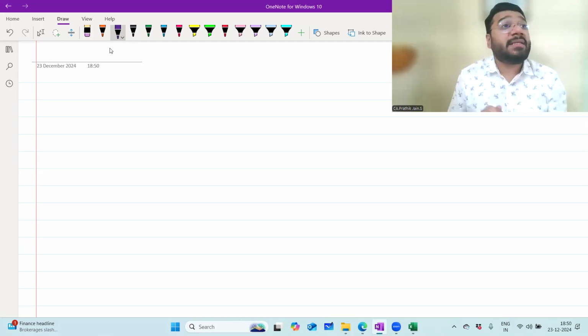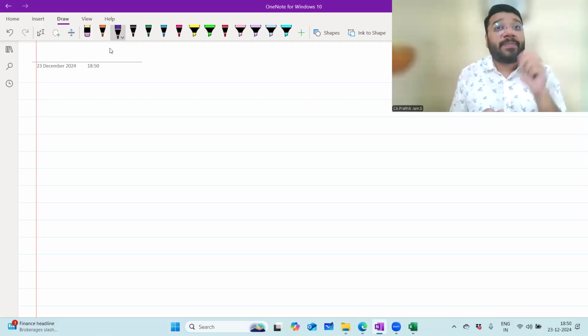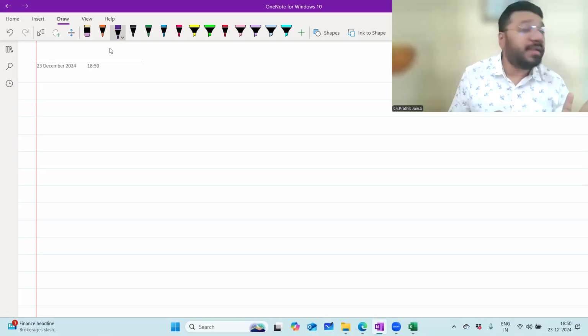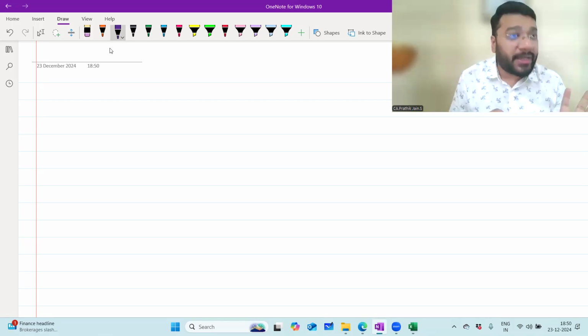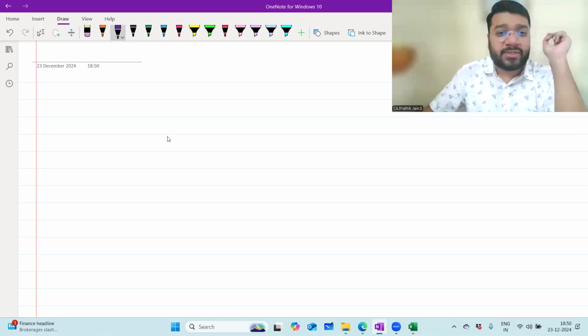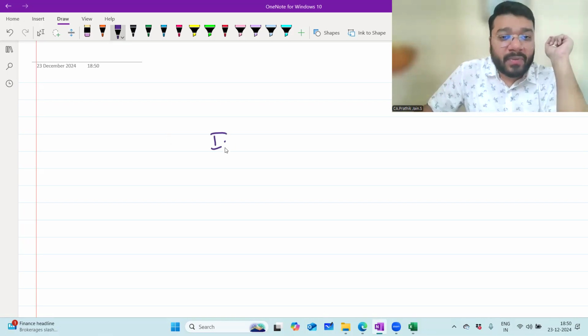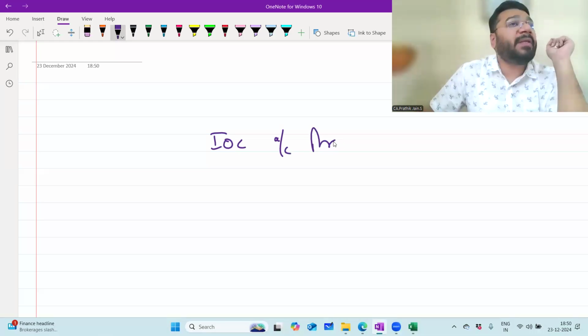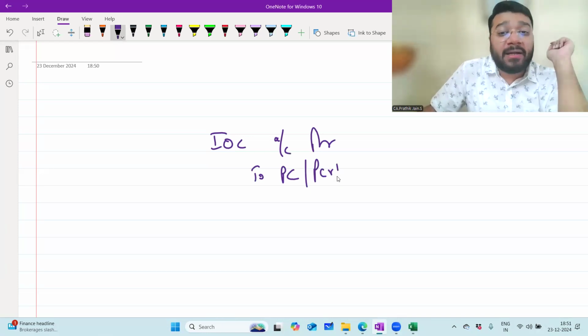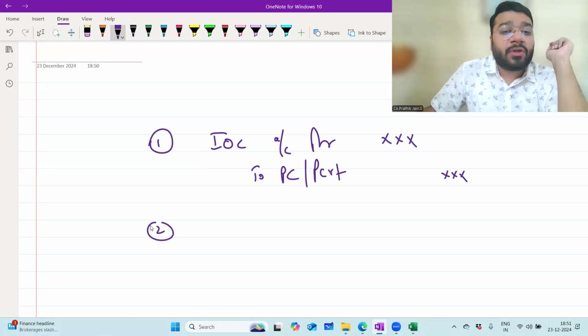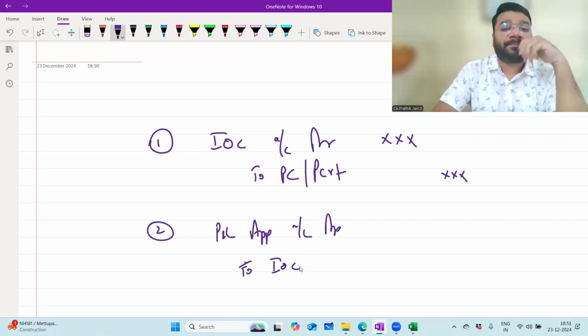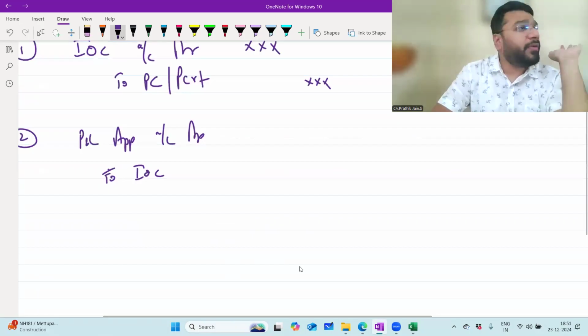When will you take it as a charge against profit? When the question specifies, please treat this interest on capital as a charge against profit. That time you'll take it in the P&L. Otherwise, you'll go to the P&L appropriation account. So, what is the due entry for interest on capital? Interest on capital account debit, because it is an expense, debit expenses and losses, to partners' capital or partners' current account. Next, closing entry: P&L appropriation account debit to interest on capital account. Wonderful. Accounting part, all of you are very clear.